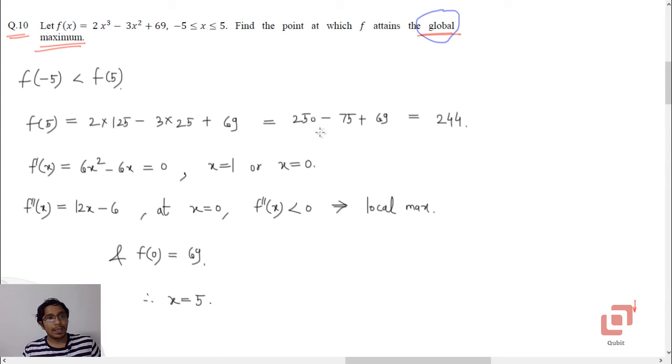Now one thing for sure is, in addition to the interior points, where we look for the local maximum, minimum, or local extreme values, we also need to worry about the values of the function taken at the endpoints, minus 5 and 5, and clearly f of minus 5 is less than f of 5 due to the odd degree, 3. So we need not worry too much about the value of the function at minus 5 because we are looking for global maximum. So let us determine f of 5.